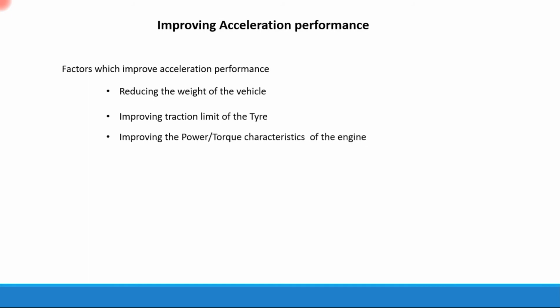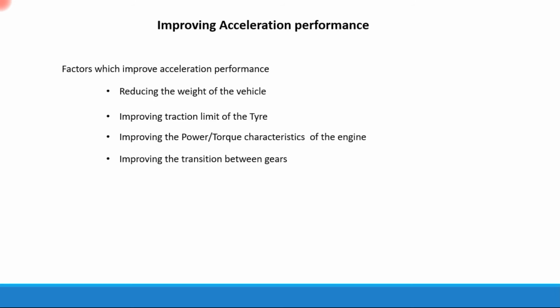Next is improving the power and torque characteristics of the engine. We have already seen that if you improve the power of the engine, that will directly improve the acceleration of the vehicle as well. So if we are able to improve the power output of the engine and its characteristics over the RPM range, then naturally the acceleration of the vehicle will also go up.